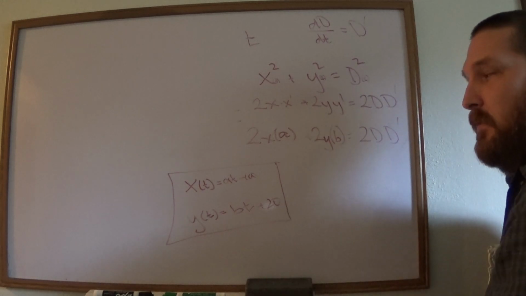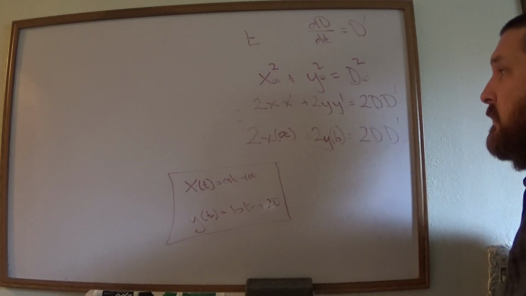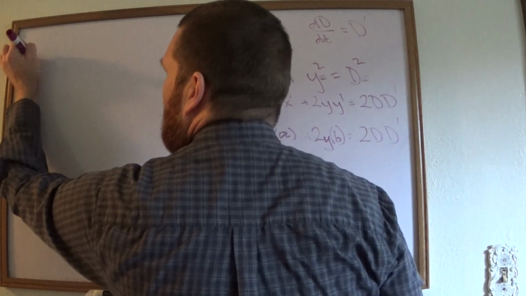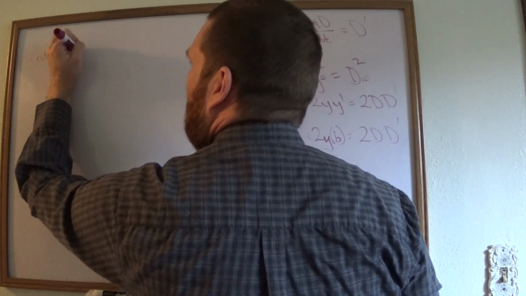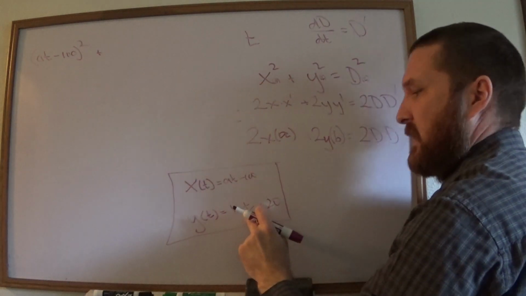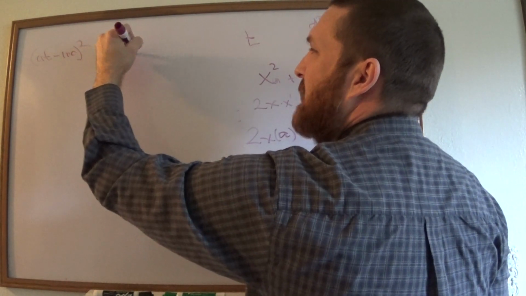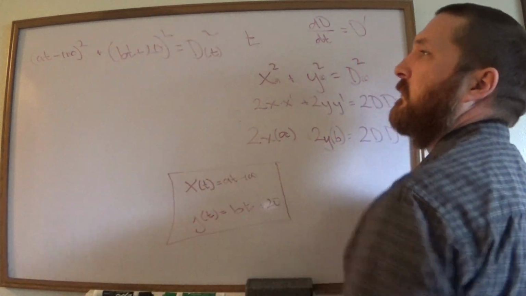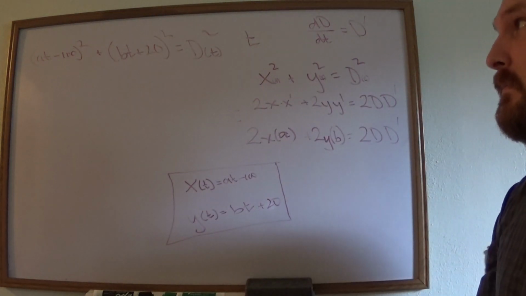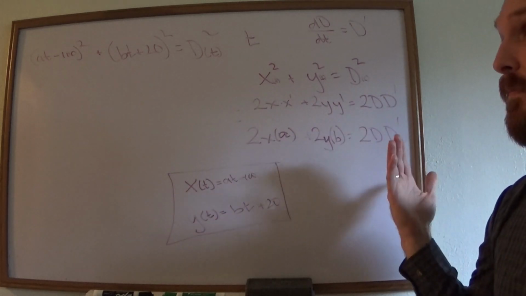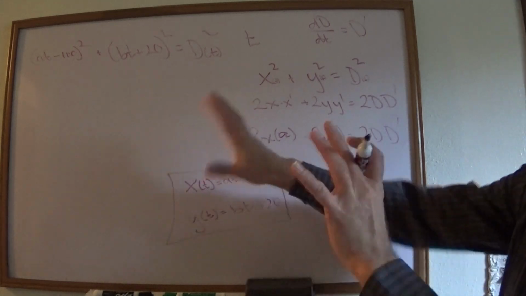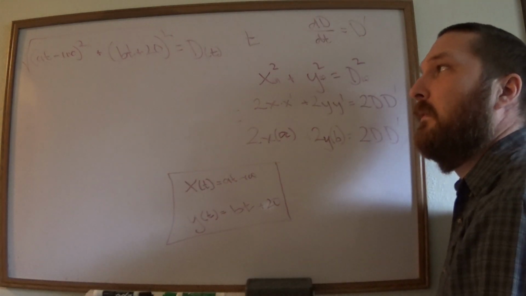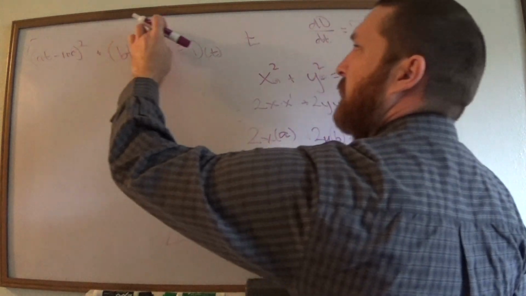What you could have done at the very beginning, and I don't care which way you choose to do this, you could have said, well, I know what x of t is. X of t is just at minus 100, and so I take that and square it. This guy's just bt plus 20, so bt plus 20 squared equals my distance of t squared. You could also have said, well, I know this is a positive distance, so I could take the square root of both sides. You don't have to, but we could. Now we have my distance right there, or we could keep it implicit over here. That's fine too.